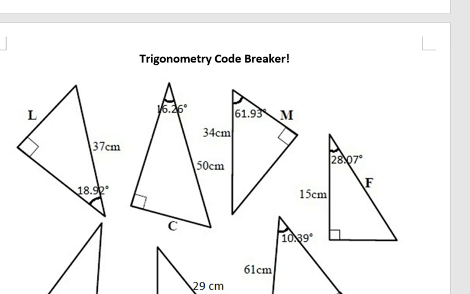Hello and welcome to the Trigonometry Code Breaker, using sine and cos to solve trigonometry problems.